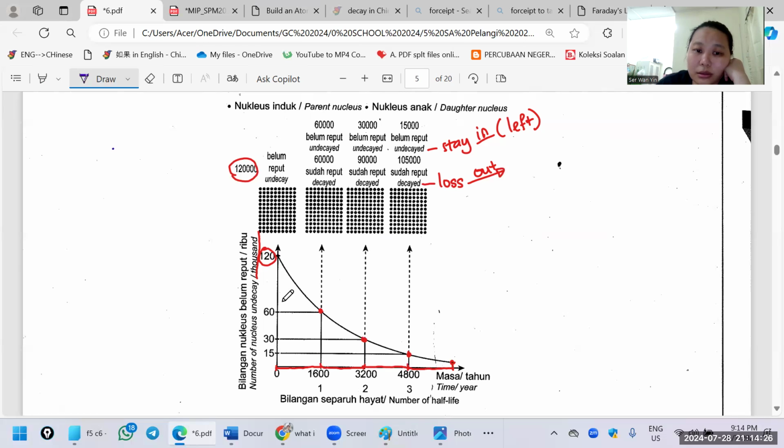So now, x-axis will be the time, y-axis will be the half activities. So after this, we left 60,000, means 60,000 lost out already. So after that become 30,000, means this one go out already. Decay out. Lost means decay out. So this one left like this.